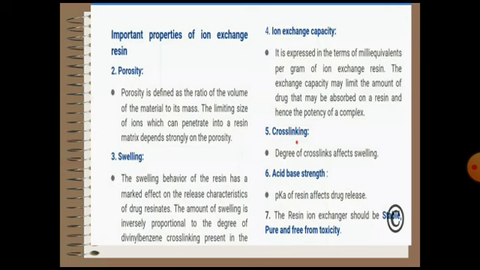Next, acid base strength depends upon the pKa value. Next, the resin ion exchanger should be stable, pure and free from toxicity. It should be very pure, stable in the complete GI tract environment, and free from toxicity. So these are the main properties of ion exchange resin: particle size and form, porosity, swelling, ion exchange capacity, cross linking, acid base strength, and purity, stability and non-toxicity.